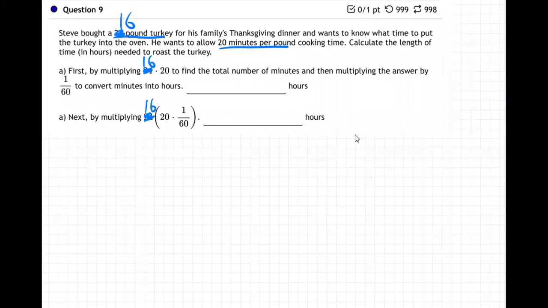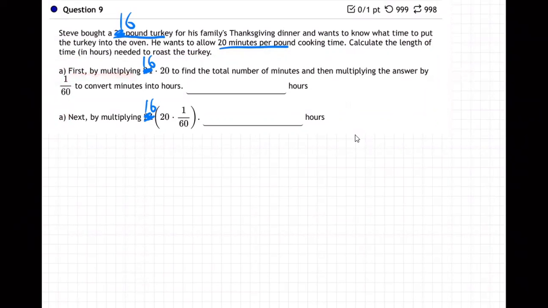Okay, so on this problem, we are trying to find out how long to cook a turkey. Steve bought a 16-pound turkey for his family's Thanksgiving dinner, wants to know what time to put the turkey into the oven. He wants to allow 20 minutes per pound, calculate the length of time in hours. Okay, now they have us do it two different ways. They accidentally have A and A here.